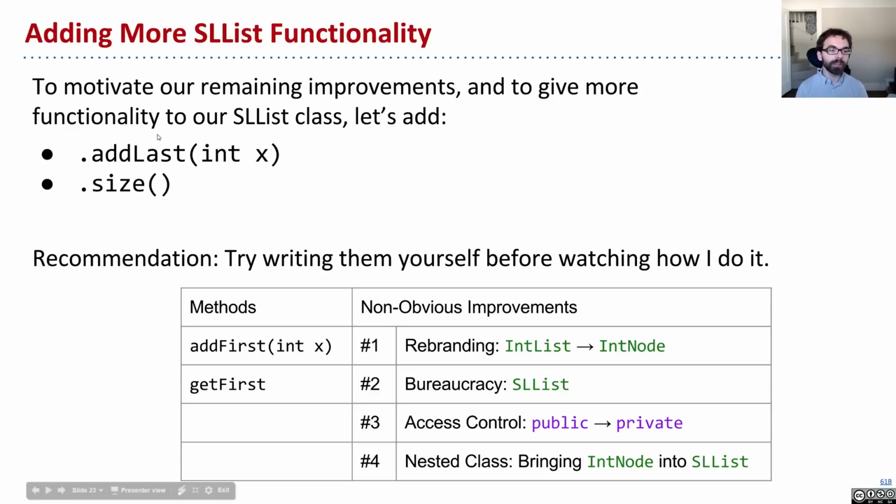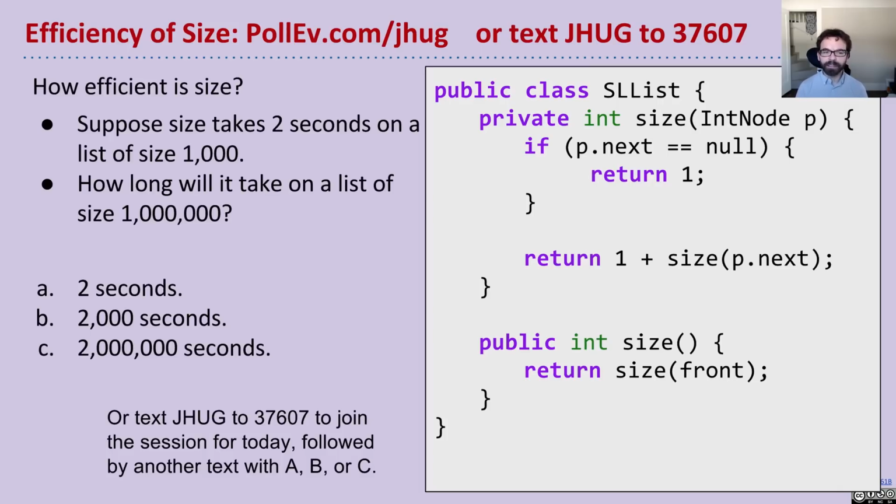So our SList class now has these new fancy methods, size and addLast. But there's some issues. Both of them are pretty slow, and we're going to focus on the size method in this particular lecture and discuss how to make it more efficient. So how slow is size?